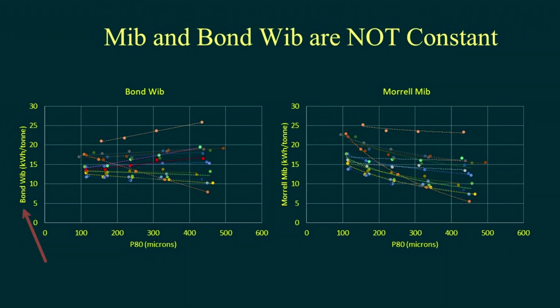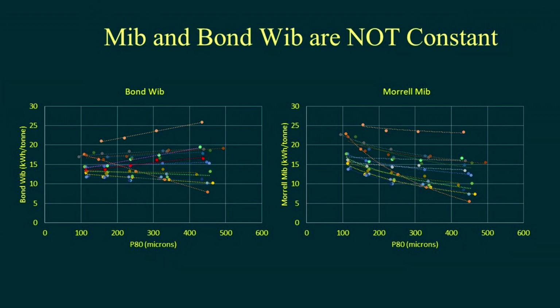What he did in his experiments was take something like 12 or 13 different rock types from all over the world, and he did his Bond test with different closing screen sizes. He used four different closing screen sizes and published all of that information. And so I plotted all of that information for all of his different ore types.